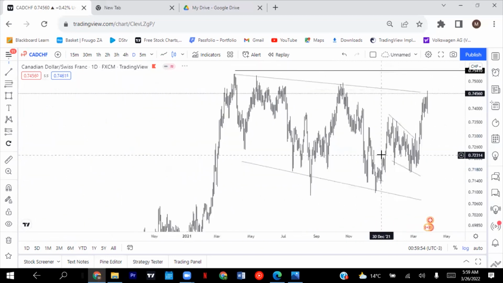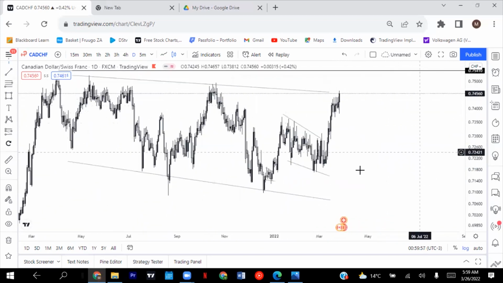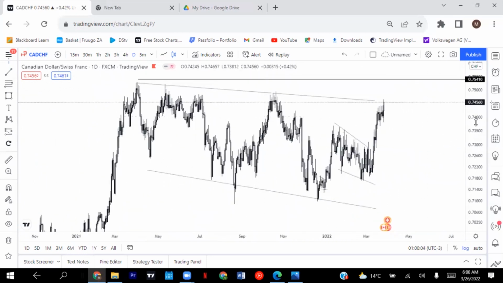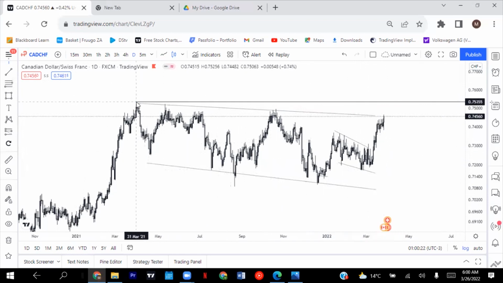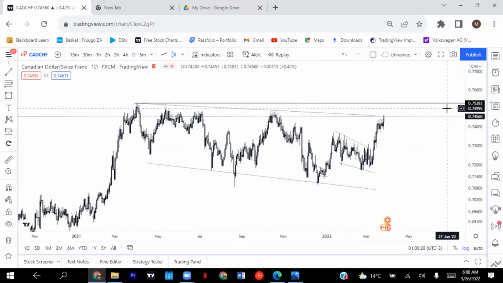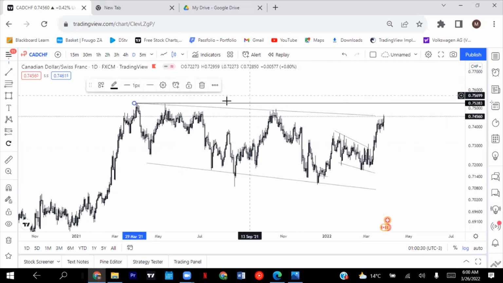So with all those patterns and confluences, it is enough for us to determine the direction. It's an uptrend. This is a continuation of an uptrend, continuation of an uptrend. Basically, we are predicting the price to reach this high.